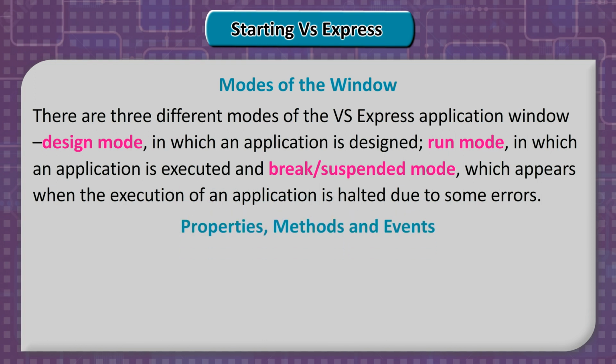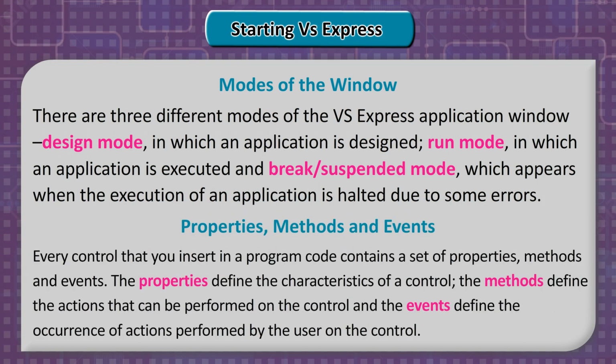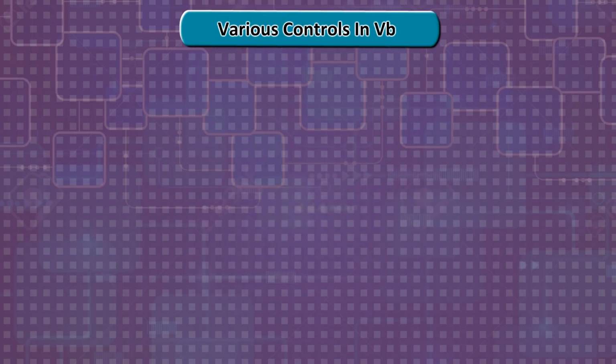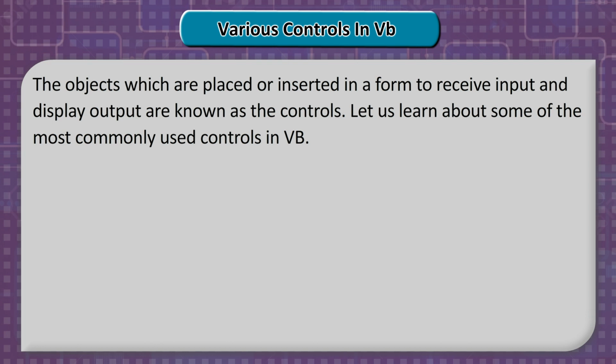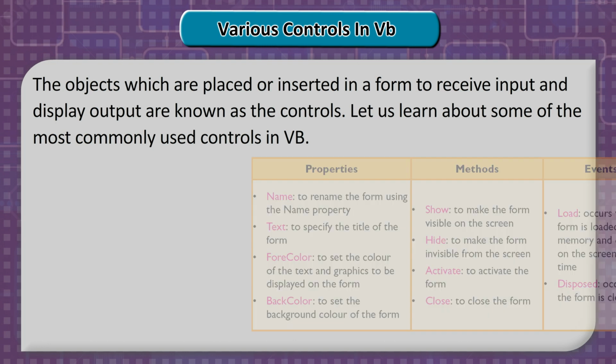Properties, methods and events. Every control that you insert in a program contains a set of properties, methods and events. The properties define the characteristics of a control, the methods define the actions that can be performed on the control, and the events define the occurrence of actions performed by the user on the control. Various controls in VB. The objects which are placed or inserted in a form to receive input and display output are known as the controls. Let us learn about some of the most commonly used controls in VB.